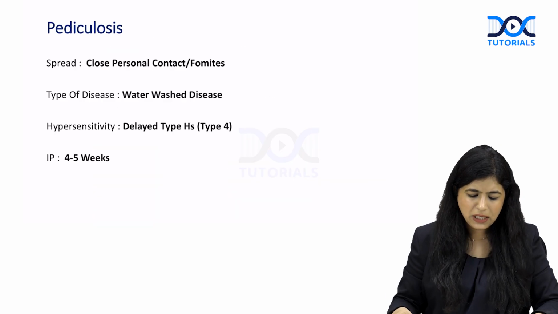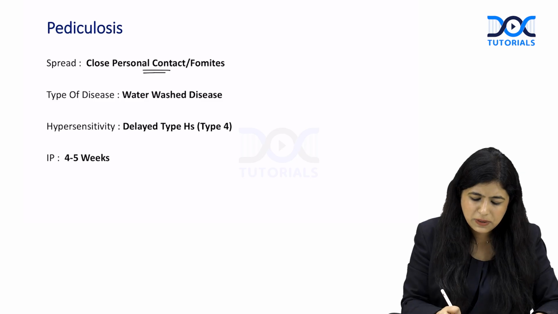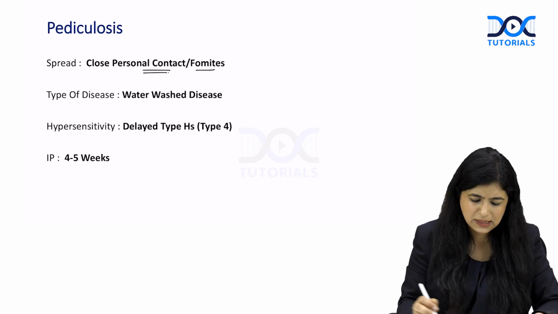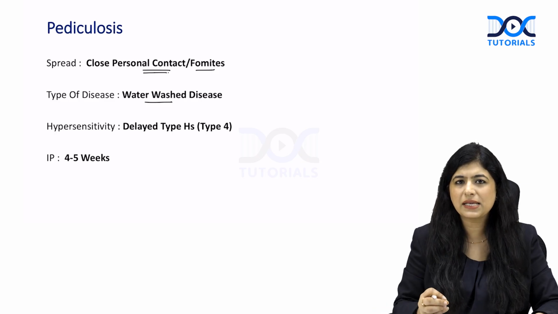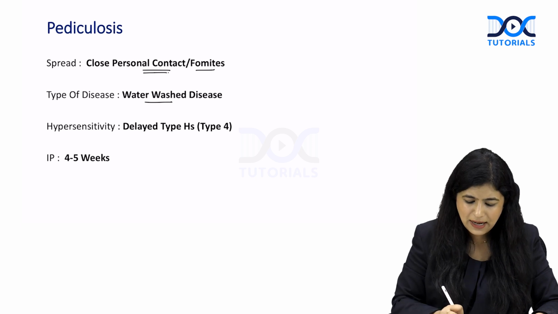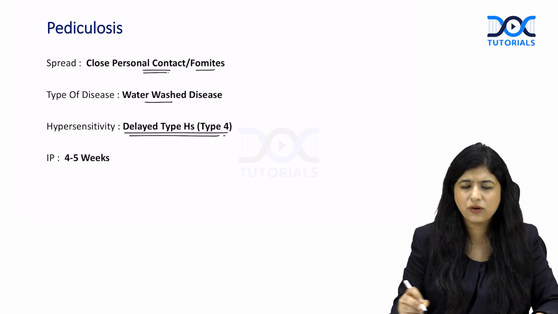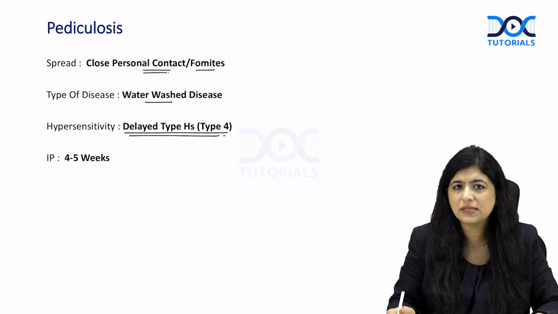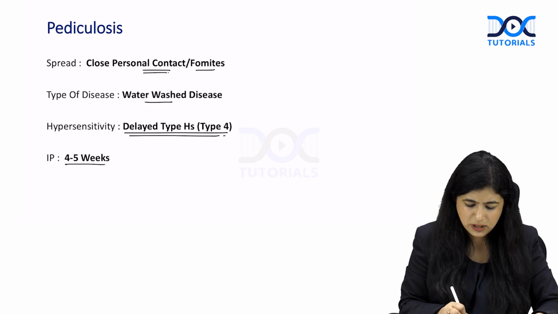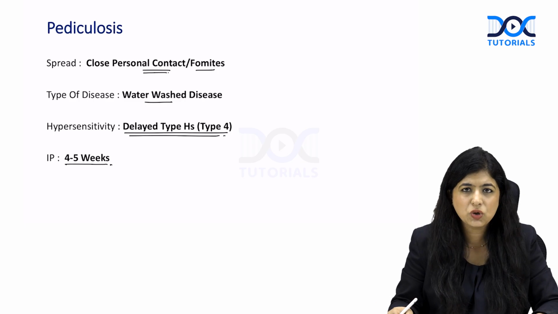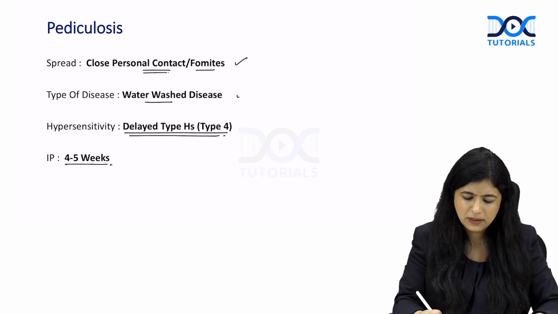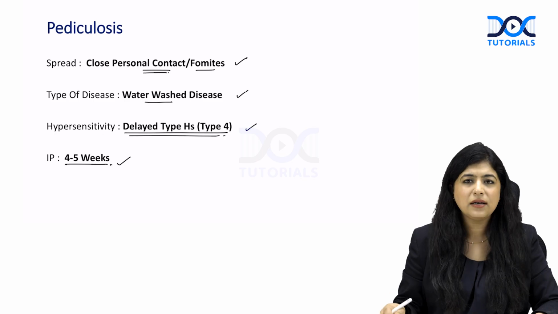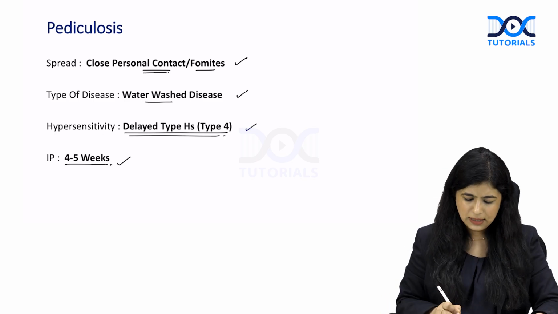Now, coming to pediculosis, this spreads by close personal contact and even fomites. It is also a water-washed disease similar to scabies. Here also, when the louse first comes on the scalp, it drinks the blood. The salivary antigens come in contact and cause a delayed type hypersensitivity response, which takes 4 to 5 weeks to show. So remember, these are the similarities between scabies and pediculosis. The spread, type of disease, hypersensitivity, and the incubation period are similar.